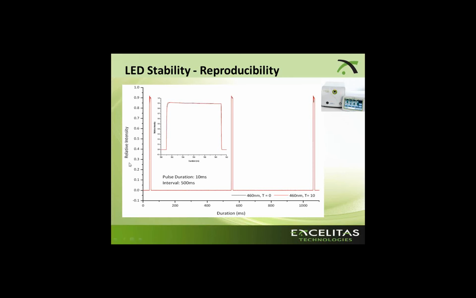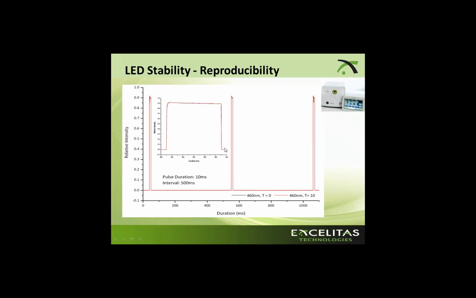So what's been done here is that over 10 minutes, we have pulsed the LED, turned it on for 10 milliseconds, turned it off for 500, turned it on for 10 milliseconds, turned it off for 500, turned it on for 10 milliseconds, and done that for a whole 10 minutes. If you then take all of these pulses and overlay them, which is in the inset over here, you can see that there is very, very minimal difference between these different curves, and you can't really tell the outlines of one being different from the other.